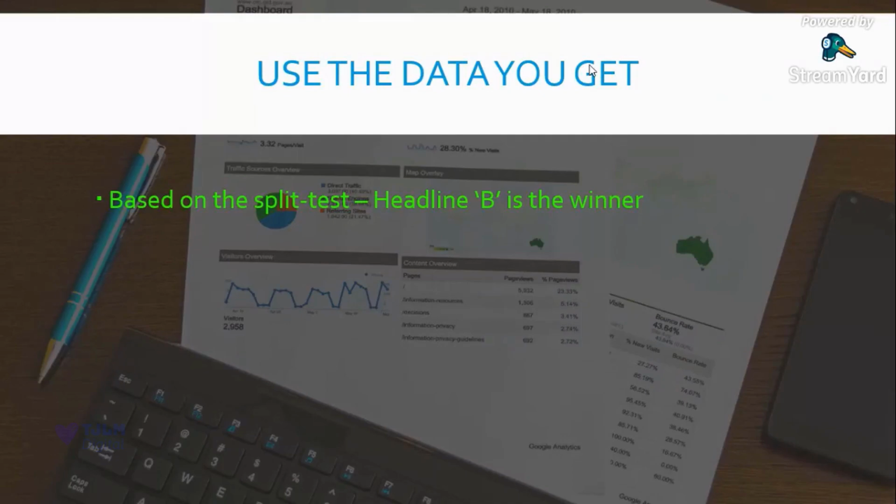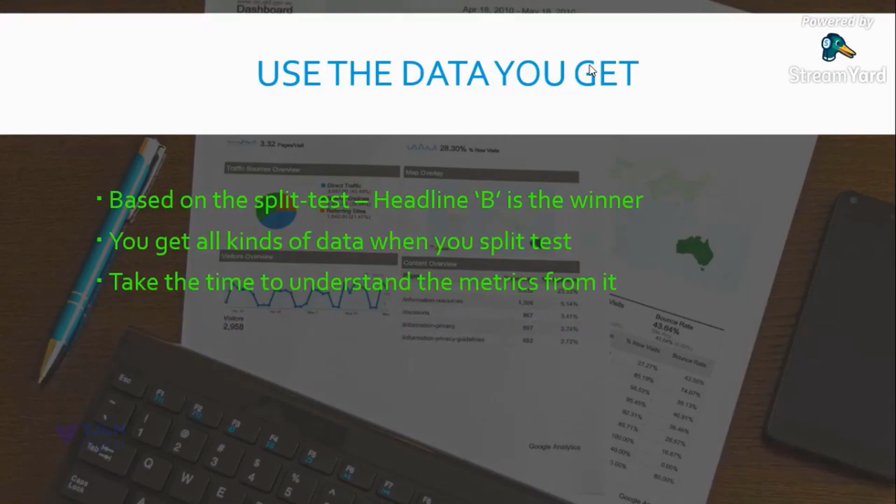So when you split test, you will see, like our headlines, based on our split test, headline B is the clear winner. Headline B was performing so much better than headline C. So if we'd done the test, we'd have pulled the data, and we would have had the data to verify and prove that we were wrong and we need to go with something else.